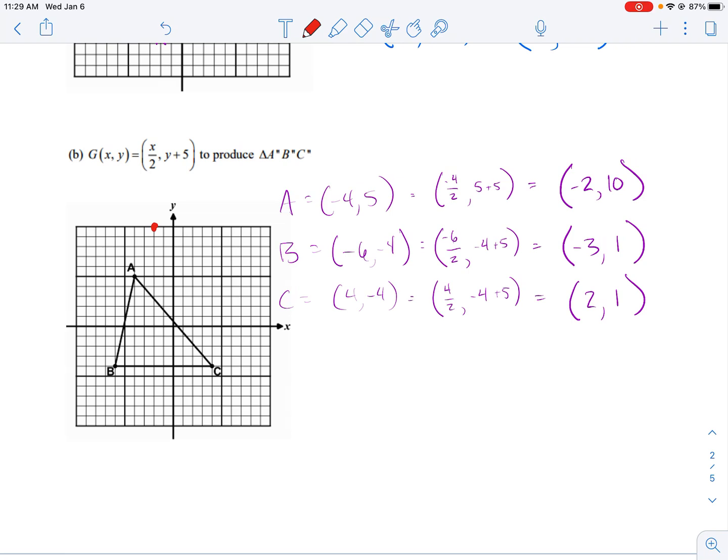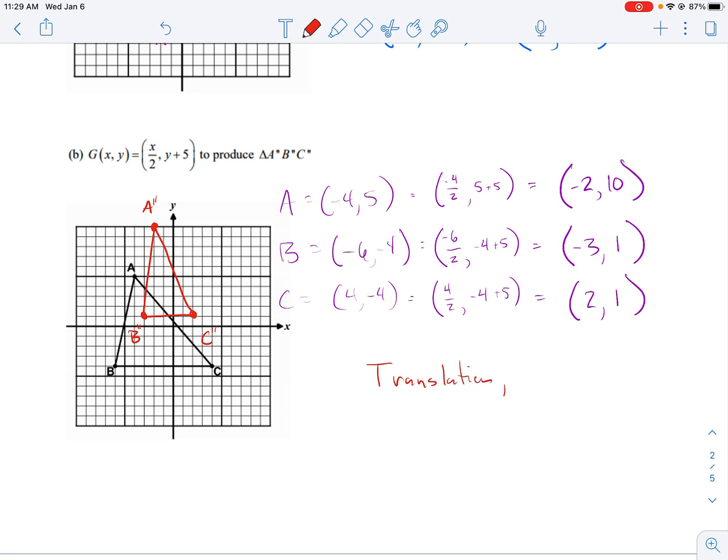-3, 1, and then 2, 1. So this is A double prime, this is B double prime, and this is C double prime. There is our new triangle. Okay, so it appears that we moved up 5 spaces, right? So there was a translation, right?